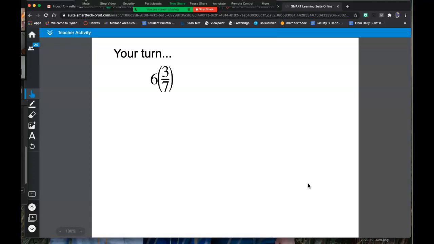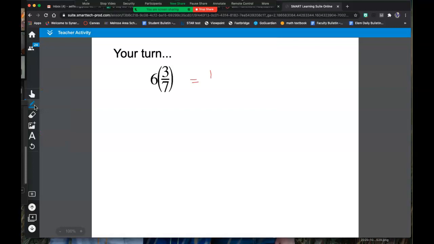Okay, so I'm going to have everybody split their screen. Lots of you did this correctly. The correct answer, if you're splitting your screen and looking at the answer, is 18 over 7. Okay, and you can leave your answer like that. Sometimes it gets tricky because they use parentheses. If this was a mixed number, it would have been written like this, 6 3/7 without parentheses. Or the parentheses might have been around the whole thing.